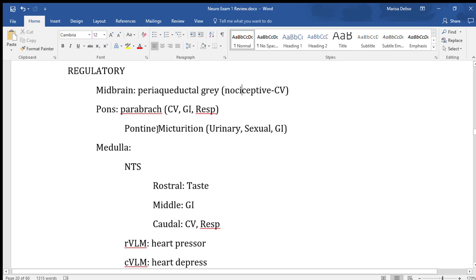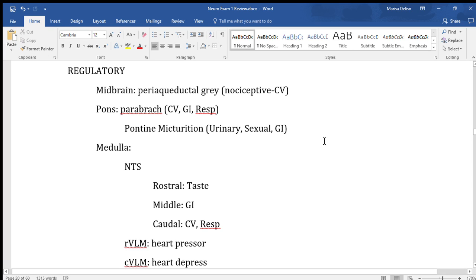Another thing I want to say, if you can't remember anything, remember that as you go more inferiorly in your brainstem, things get more vital. What I mean by that is, pain is really important, but what's more important is respiration, right? And respiration is located in my medulla. It's actually scattered throughout, but my most important respiration centers are in the caudal part of my medulla, the most inferior part. So just remember that pattern as you go down. You'll have things like taste, urinary reflex, CV, and then respiratory will always be most inferior.